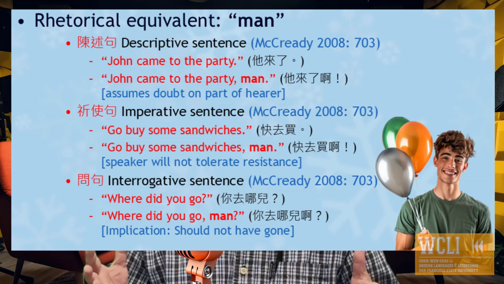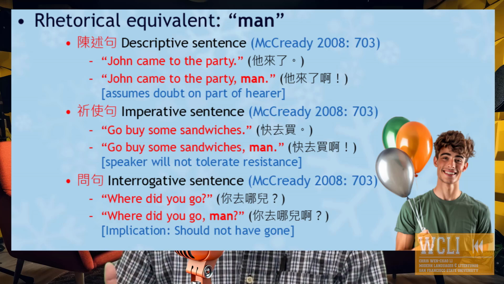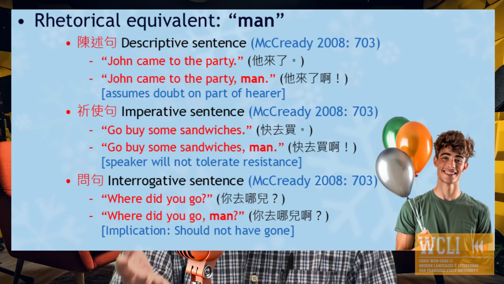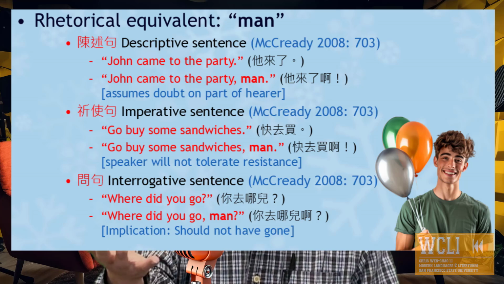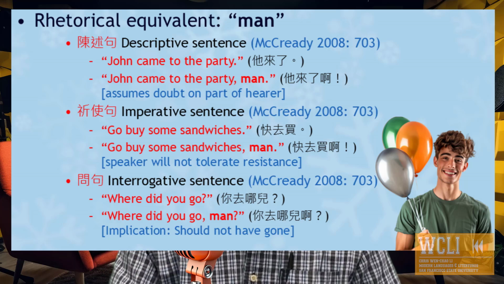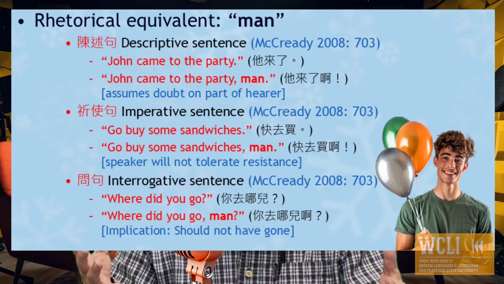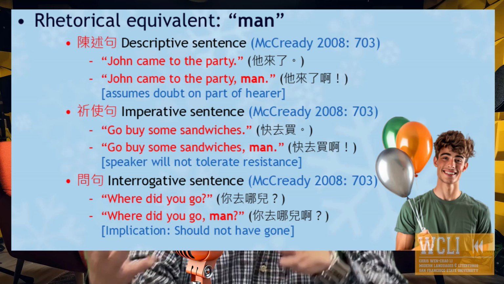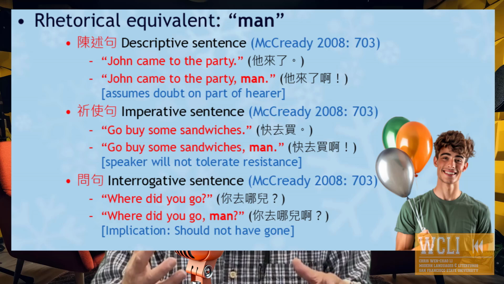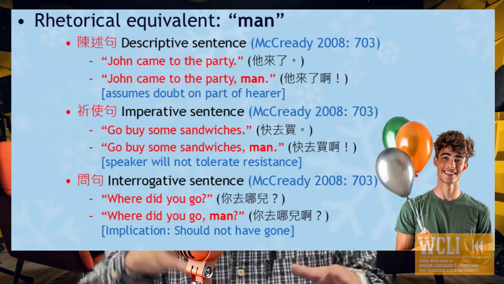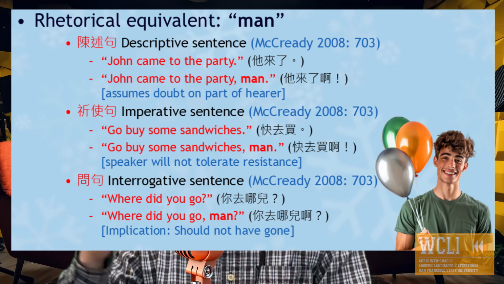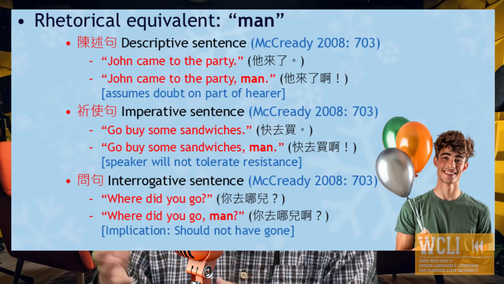Now, in the second sentence, "John came to the party, man," what that man does is it shows that the listener, you, told me or believed that John was not coming to the party, whereas John did indeed come to the party. So the state of affairs contradicts your belief. There's a discrepancy here. There's a difference between what I said and what you believed. Okay, this man, at the end of the sentence, highlights this difference.